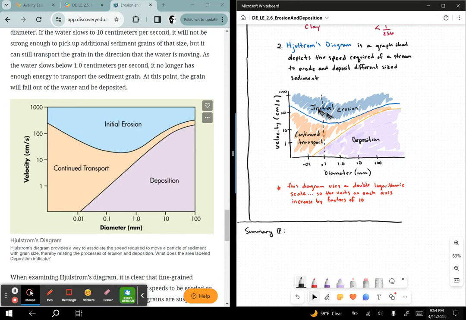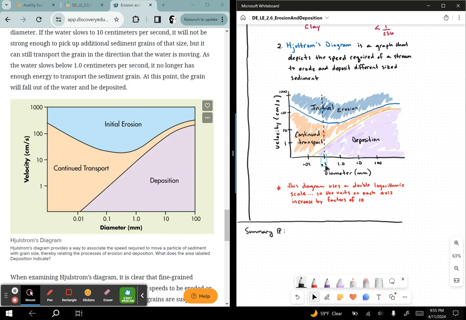So now take a look here. You'll see in blue you have things like initial erosion, something that can be lifted up and moved. You have continued transport, where something that's in motion can continue to be moved. And then you have deposition, where something drops to the river bottom.